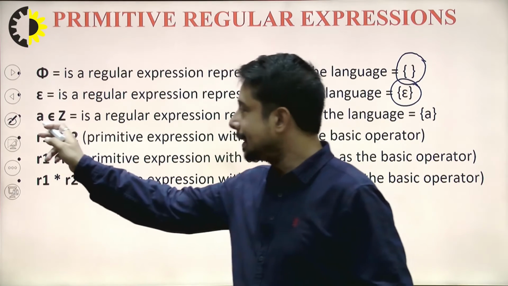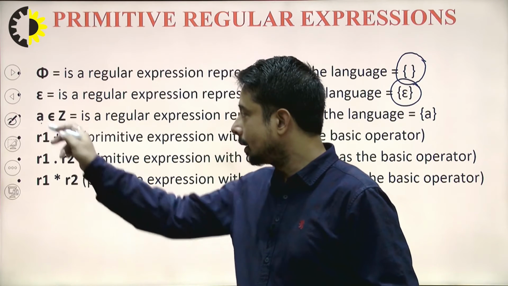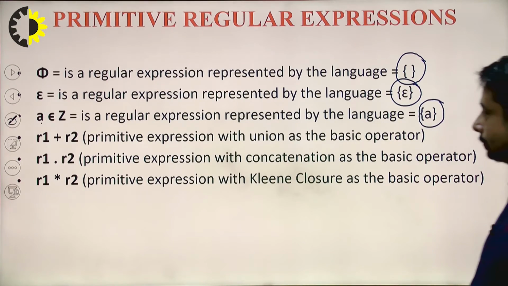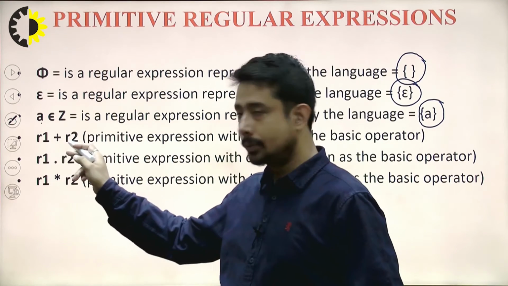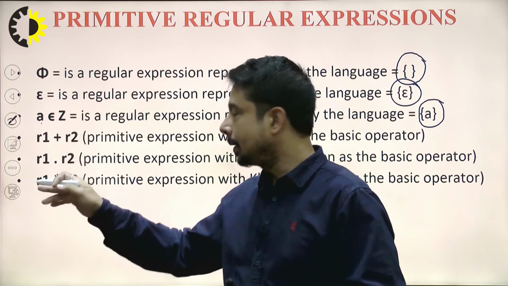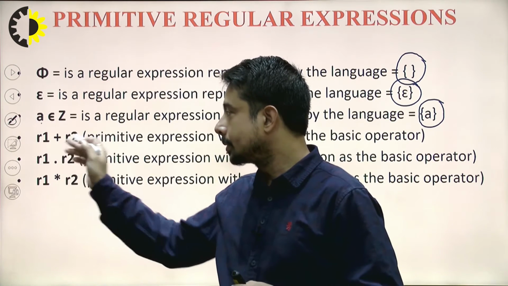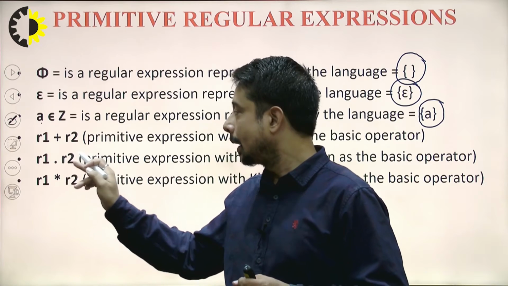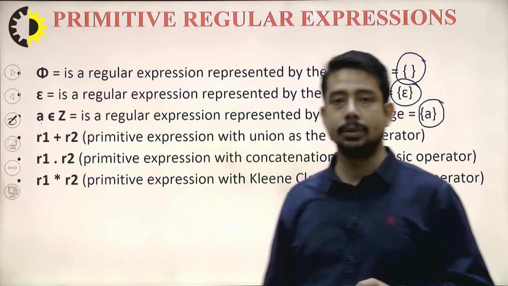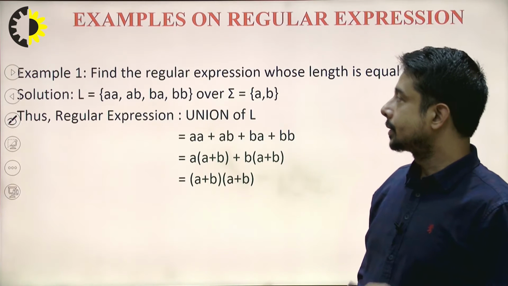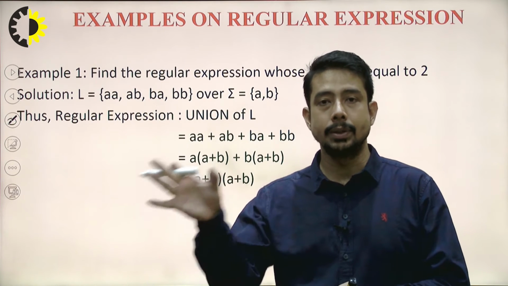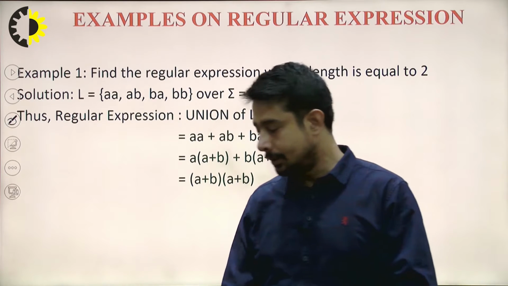If we talk about a single a which belongs to the alphabet, then this a will be represented in this format. Next, R1 plus R2. R1 and R2 are two different regular expressions, and they are being put together by the union operator. The same goes for the concatenation operator and the Kleene closure. So these are some of the basic primitive expressions. Okay. Now let's start off with examples of how to represent a regular language in the form of an expression. Let's check it out one by one.